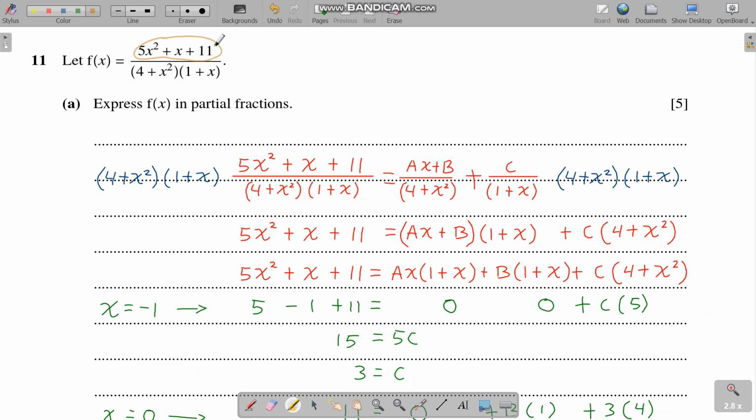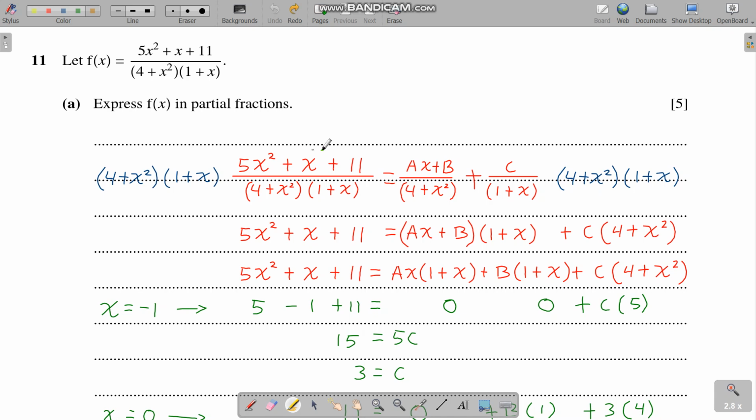If you look at the numerator, the highest power of x is 2, and in the denominator, if you multiply, you get x cubed. So the highest power of x is 3. We say the order is 2, the order is 3. So this is a proper algebraic fraction, so we can do the partial fractions decomposition the right way.